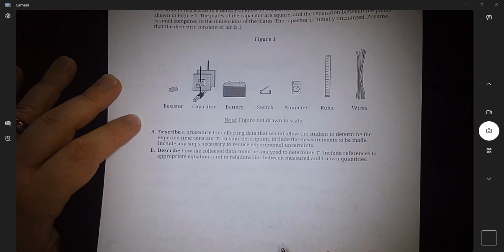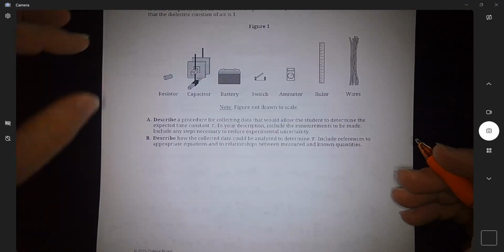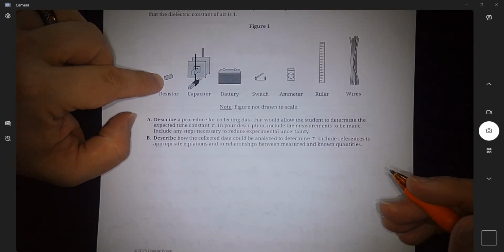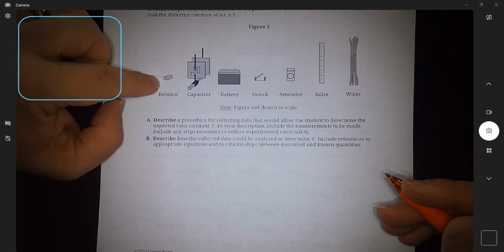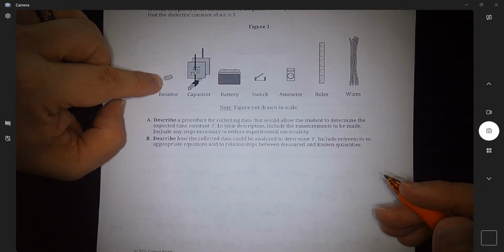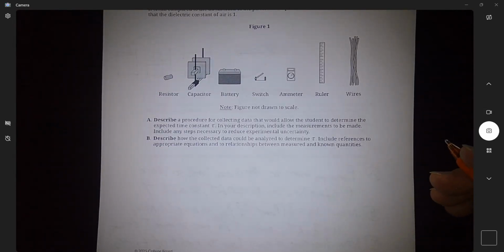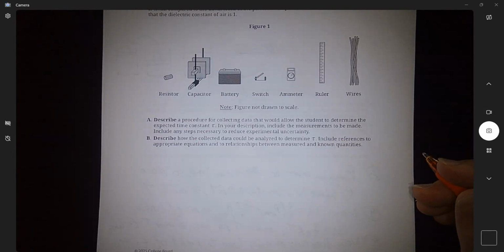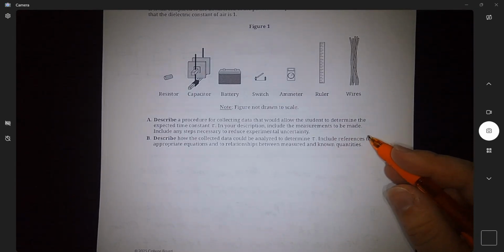Without calculus, because we don't know the resistor. So I guess one way you could do it is maybe we could try to find out what the resistor's resistance is. Okay. It doesn't say that I have to make a straight line graph.